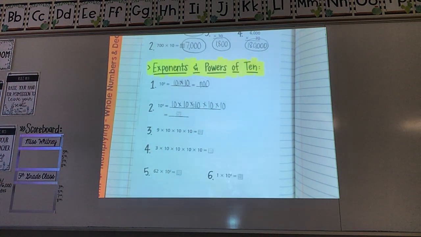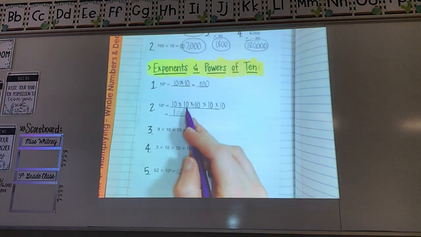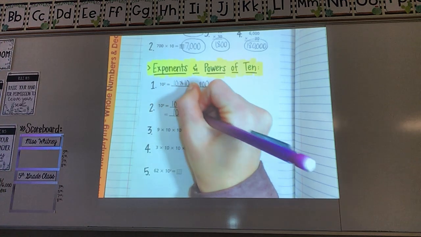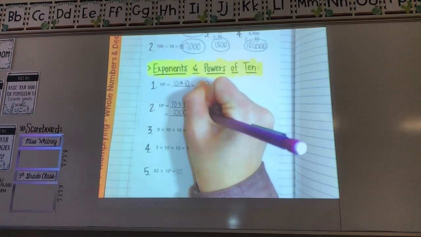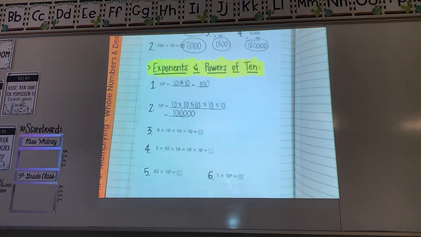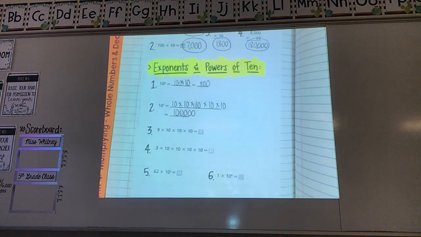Well, 1 times 1 would be 1, and then count your zeros. 1, 2, 3, 4, 5. So I need 5 zeros. Put my comma. So 100,000. 10 to the power of 5 is 100,000.